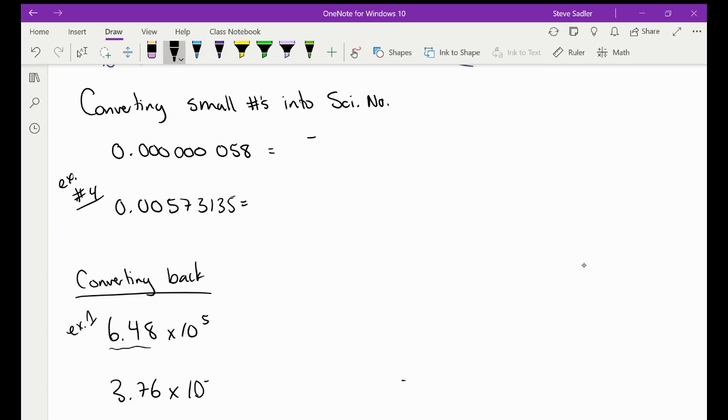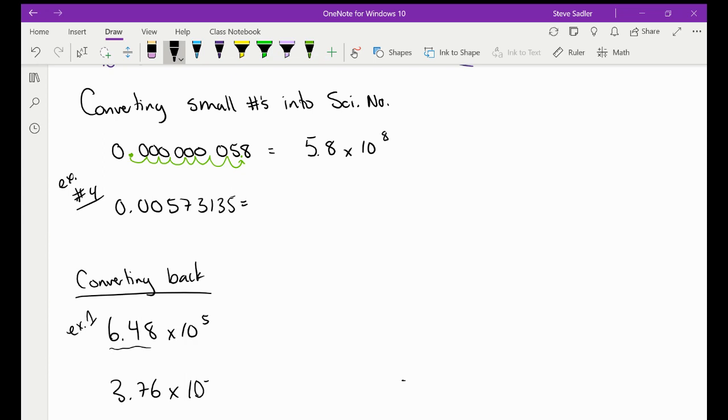So we know we want to write that as 5.8 times 10 to something. And now we just want to count our decimal places. So we want to move the decimal between the 5 and the 8. It is all the way over here on the left. So let's just count our jumps. 1, 2, 3, 4, 5, 6, 7, 8. So we've jumped 8 decimal places this time.